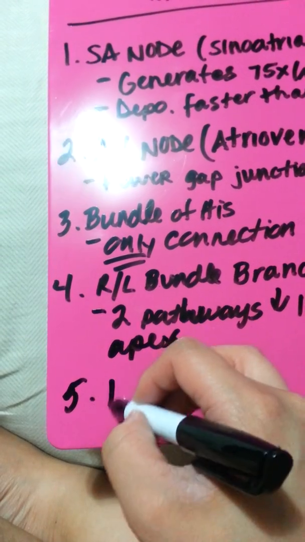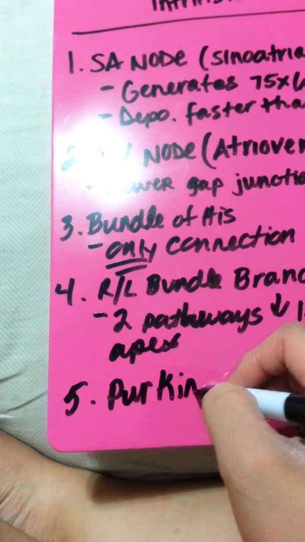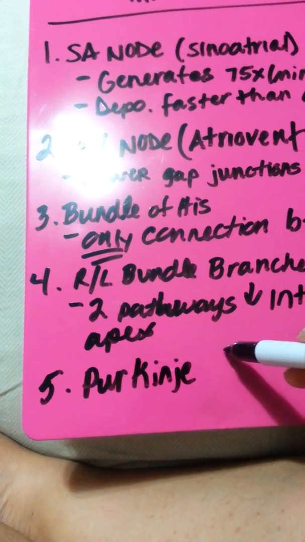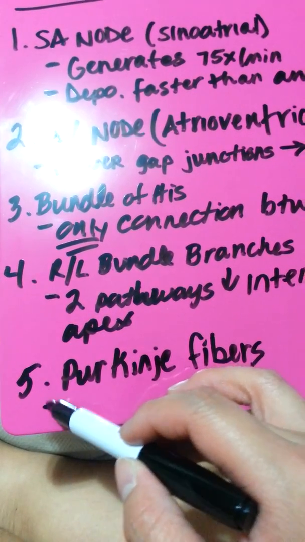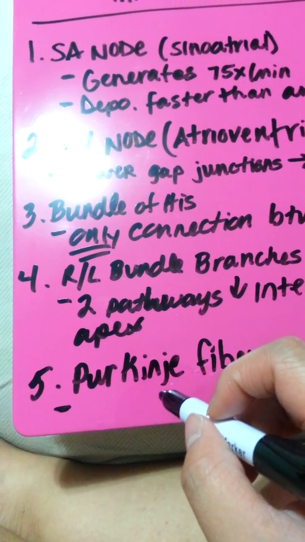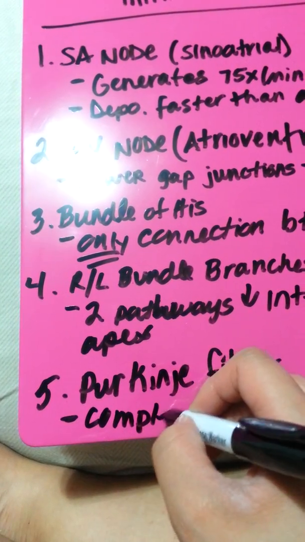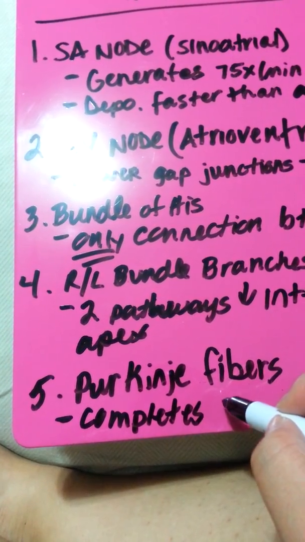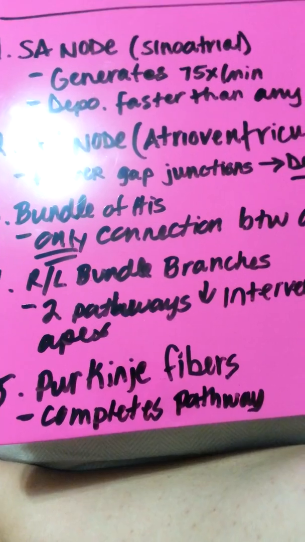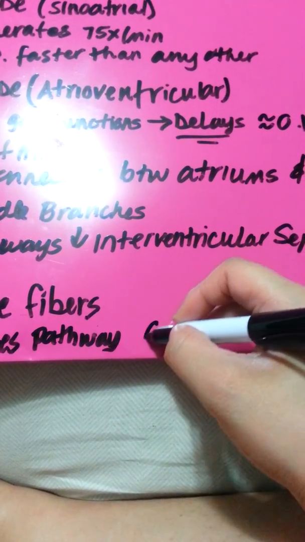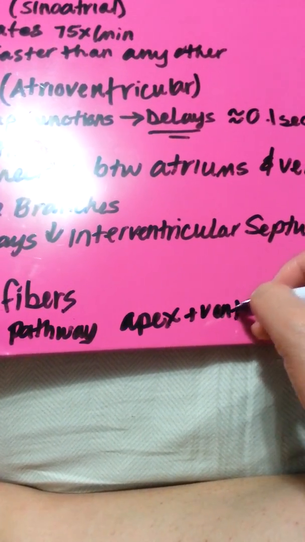The last one is the Purkinje fibers. And Purkinje fibers basically complete the pathway into the apex and the ventricular walls. Okay, so it completes the pathway. Okay. So basically the apex plus ventricular walls.